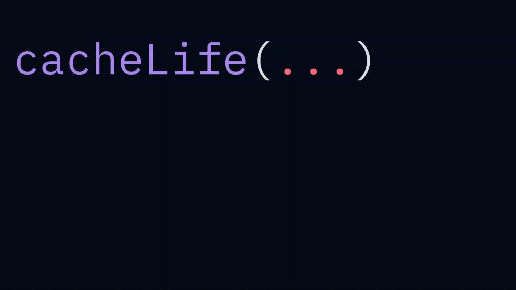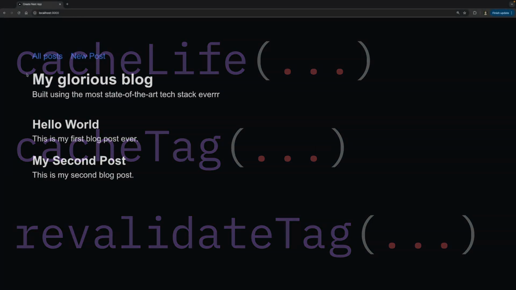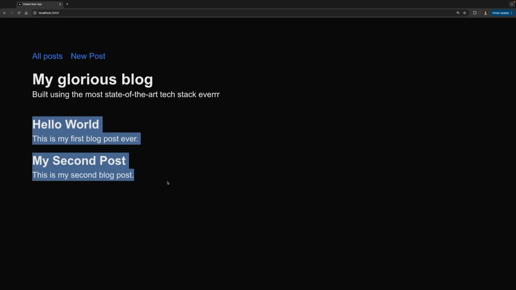Well, there's also cache life, cache tag, and revalidate tag. We'll get to all of them. Let's kick off with a blog app example using regular Next.js without the new caching mode.